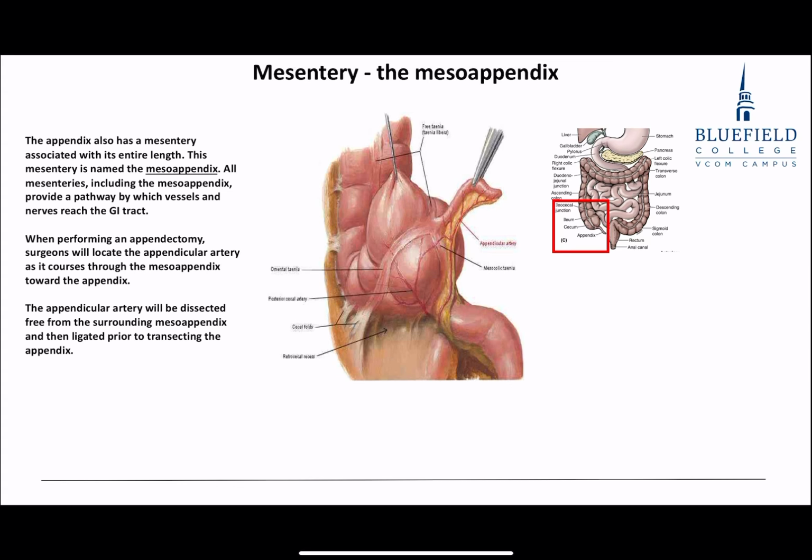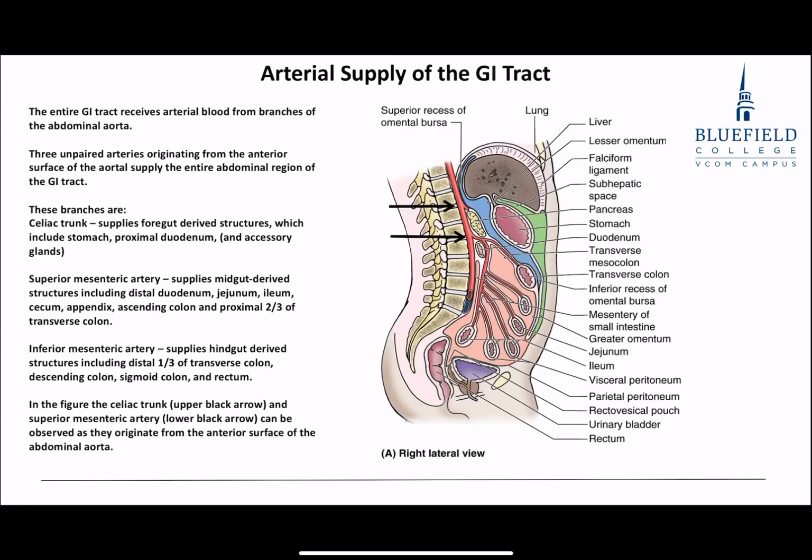Okay, so let's talk about the arterial supply now. So I'm going to back up. I'm going to try something tricky here. I'm going to back up to this slide right here. So we're going to talk about blood supply, the arterial supply. The branches to the GI tract are going to come from the abdominal aorta. You already know the names of these arteries: celiac trunk, superior mesenteric and inferior mesenteric arteries.